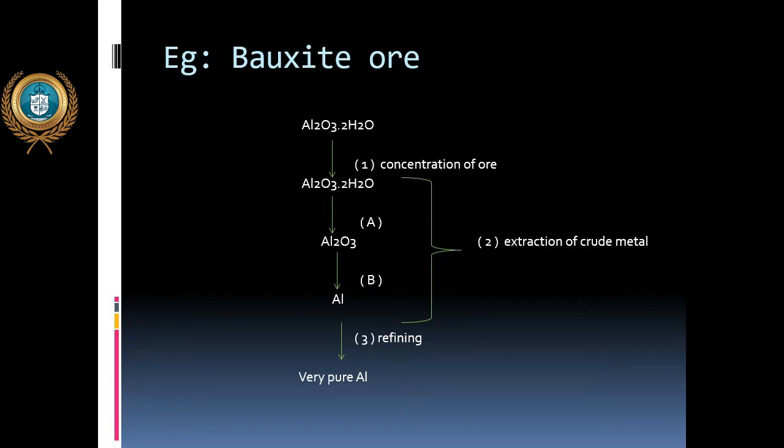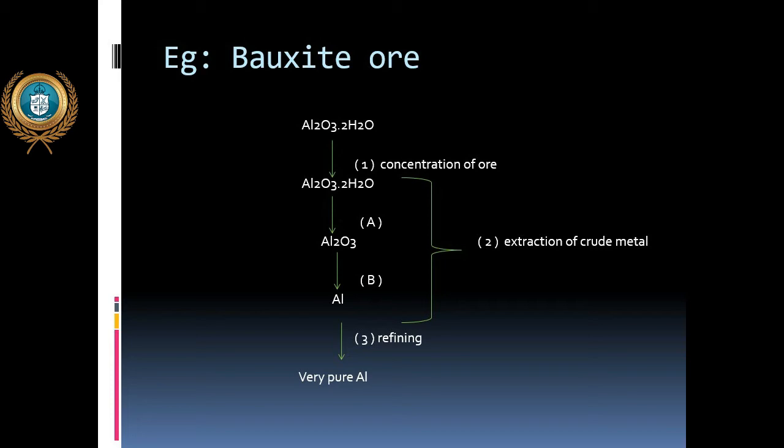So we take one example, bauxite ore. Here bauxite ore is the ore of aluminium, and the chemical formula is Al2O3.2H2O. When we do the concentration of ore, it will remove the earthy impurities. Only the dust outside gets removed. So we are getting Al2O3.2H2O, just the same chemical formula, but only the impurities in it have been removed. This is the first step.